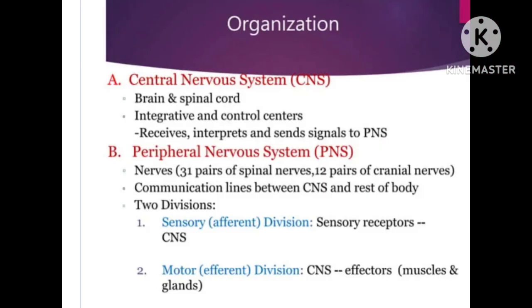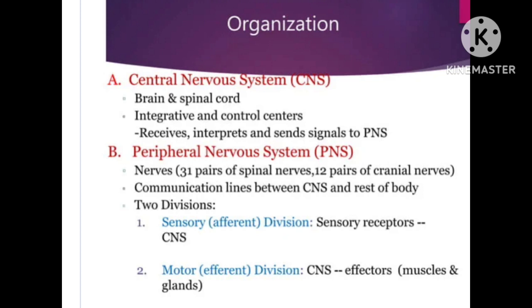So next is organization. So the nervous system is divided into two parts: central nervous system and peripheral nervous system. So you can see here the central nervous system consists of the brain and spinal cord, and it also receives, interprets and sends signals to the peripheral nervous system.